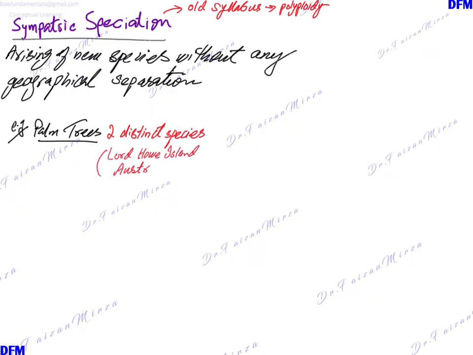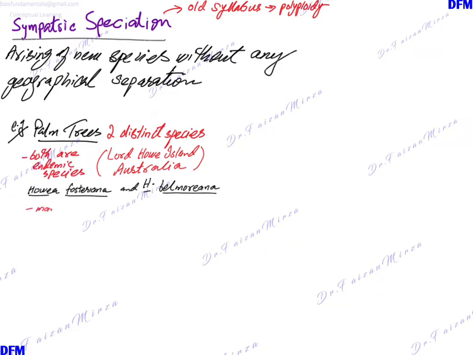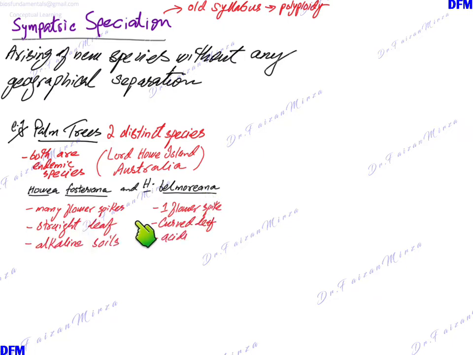Two distinct species of palm trees, both endemic in Australia, are listed here. They are both present today in Australia and just endemic there, which means they are present there and nowhere else on earth. Both these species have different features. Fausteriana has many flowers. This Belmoreana has one flower spike. This has straight leaves. This has curved leaves. This lives in alkaline soil, and this one lives in acidic soil. So you can see the set of features of the two species is quite different.